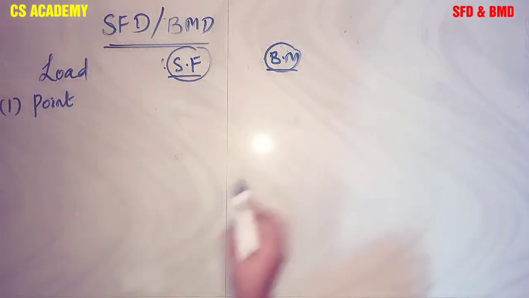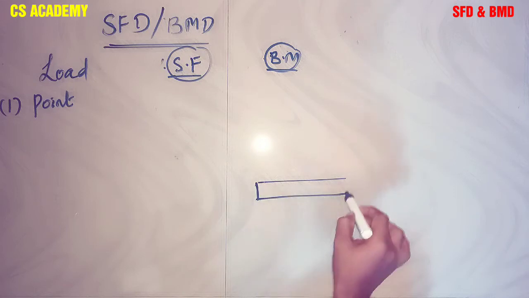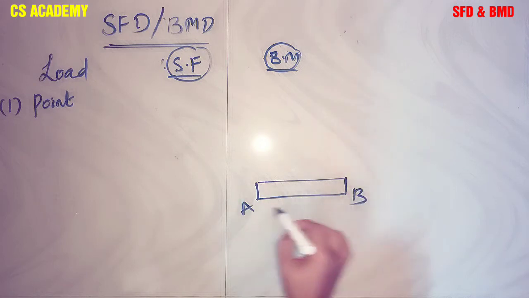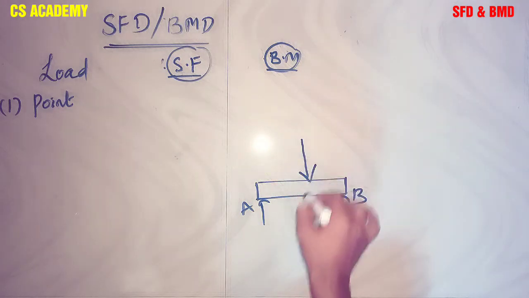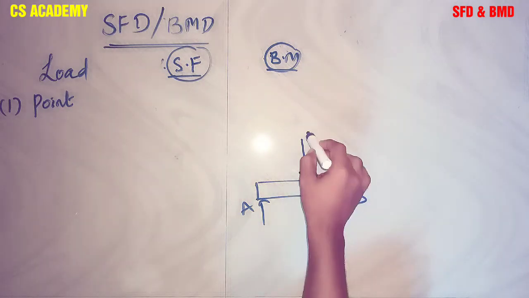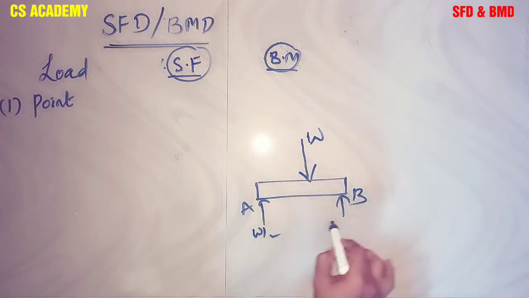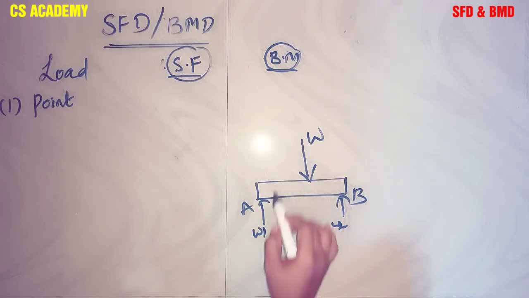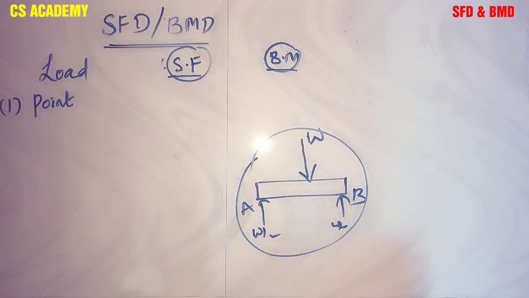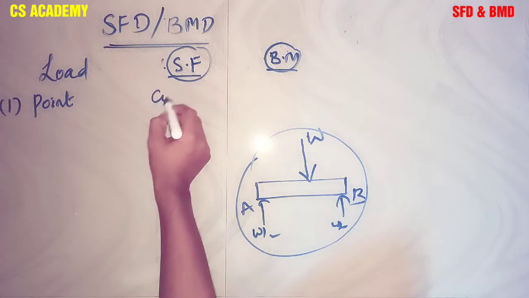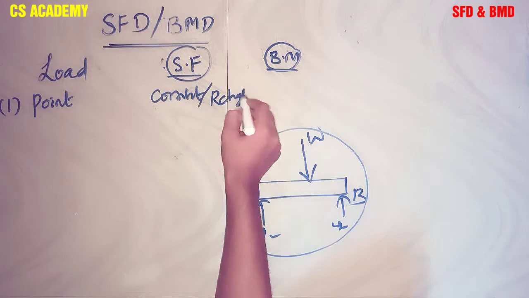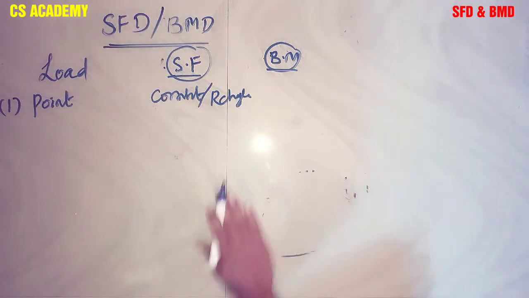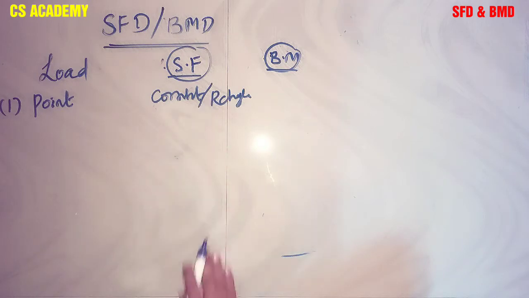Let us consider a beam which has ends A and B, and let us consider it is a simply supported beam. If a load W is acting on this beam, we can distribute this load as W by 2 and W by 2 at the supports. If I want to draw the shear force for this beam, the shear force variation is constant, a rectangular shape. So the shear force variation for this point load is a rectangle or constant.